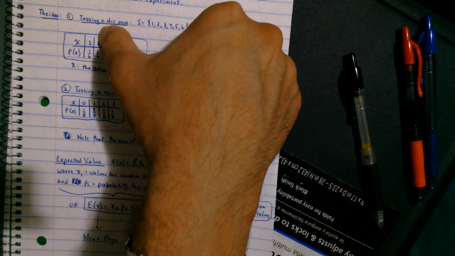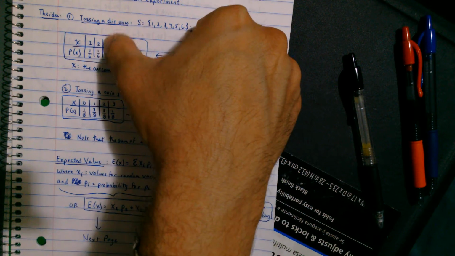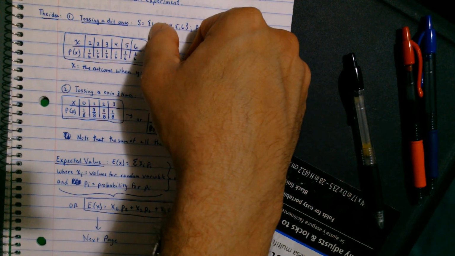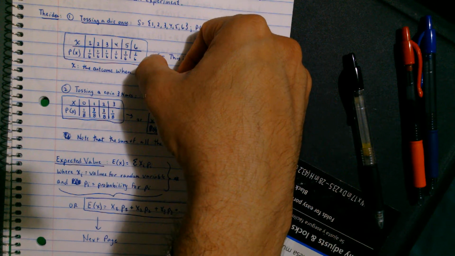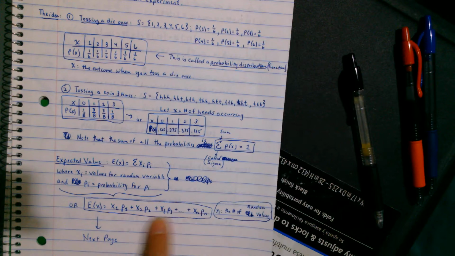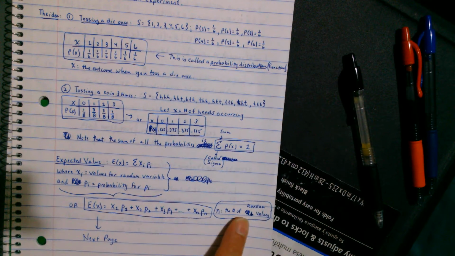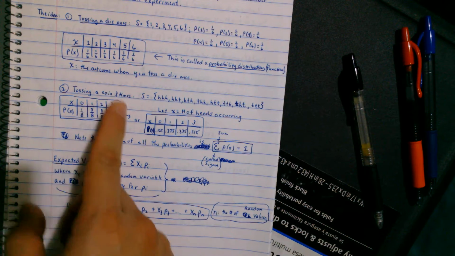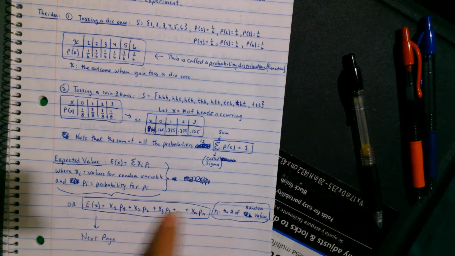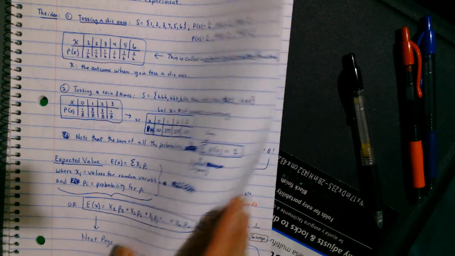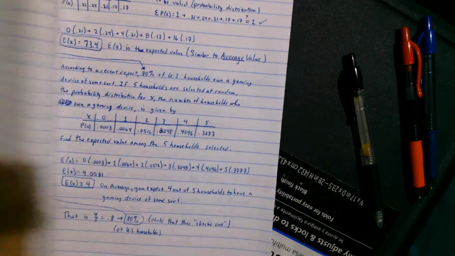So it's basically 1 times 1 over 6, 2 times 1 over 6, 3 times 1 over 6, 4 times 1 over 6, 5 times 1 over 6, 6 times 1 over 6, and I'm going to add those 6 answers up. That's the expected value, where n is the number of random values that you have. It depends on the number of x's that you have. So this is the sum. This is kind of what the average would look like. So let's see.